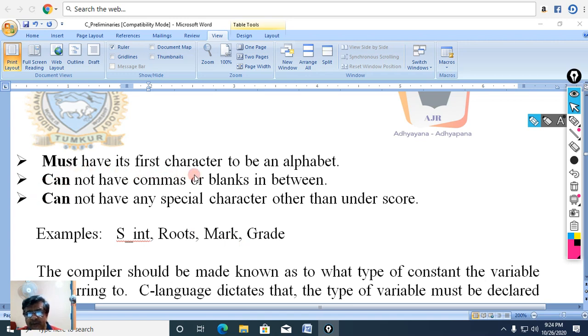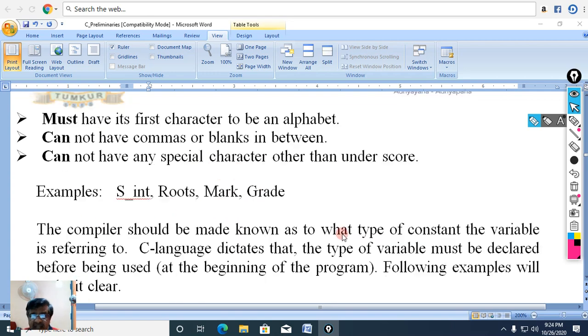It should have the first character as an alphabet. It cannot have commas or blanks in between. It cannot have any special character other than the underscore.